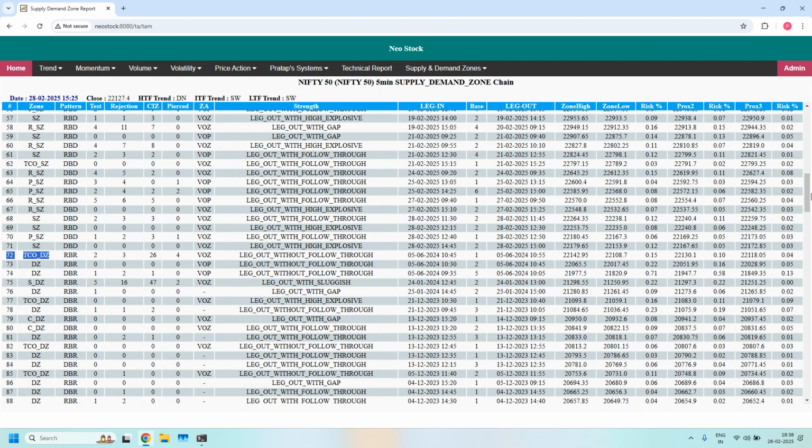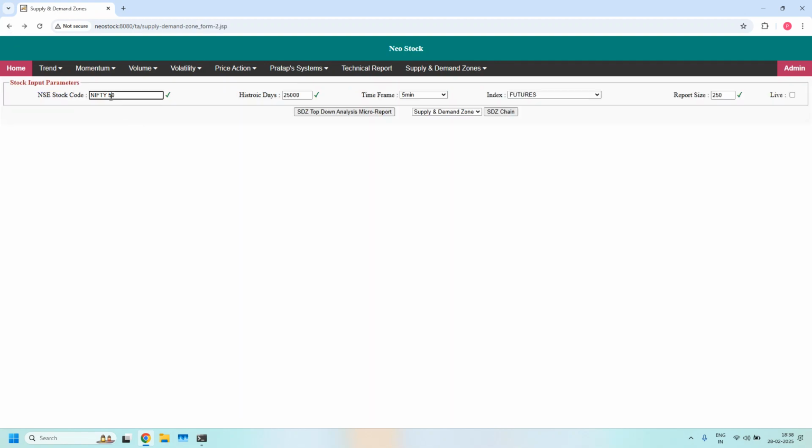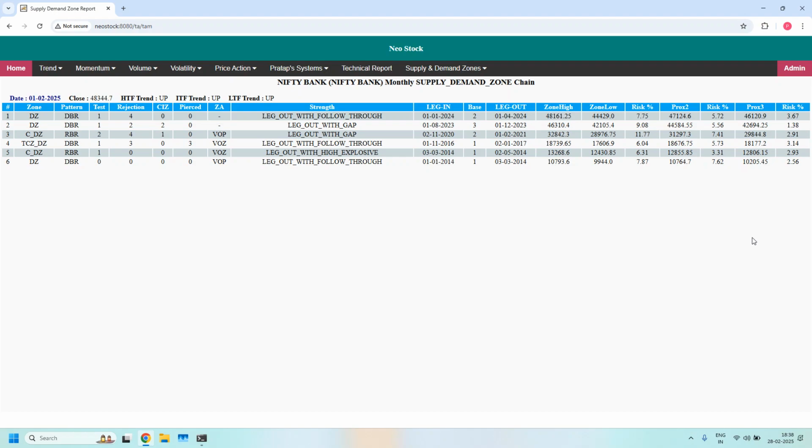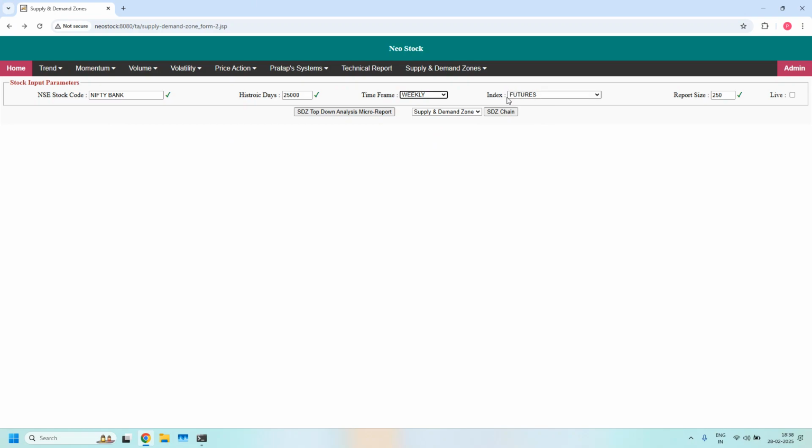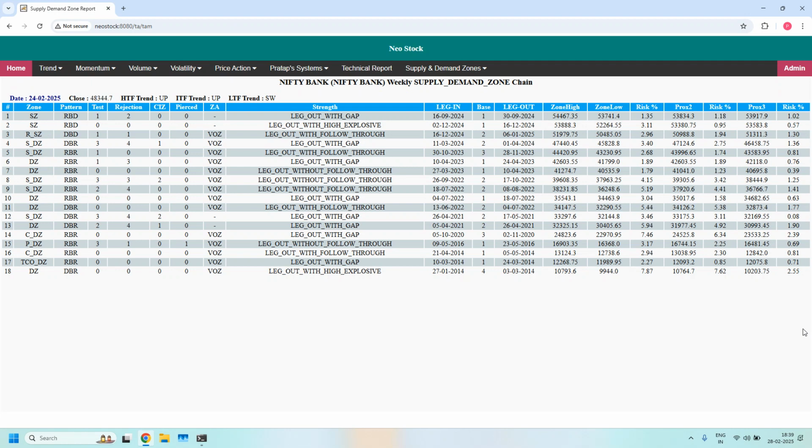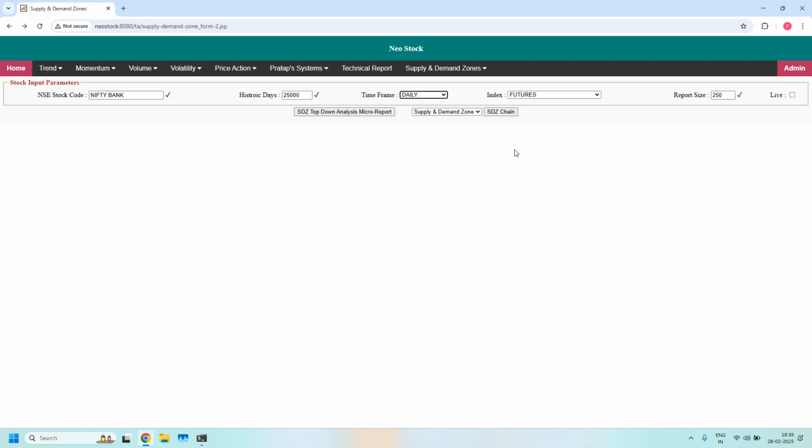Next, we will generate a Bank Nifty supply demand zone chain. I'm going back, changing the name to Nifty Bank, that is nothing but Bank Nifty. So generating the monthly supply demand zone chain for Bank Nifty. Next, the weekly supply demand zone chain for Bank Nifty. Next, the daily supply demand zone chain for Bank Nifty.